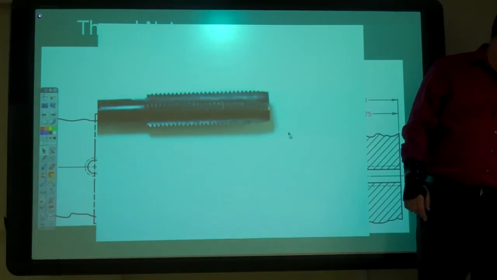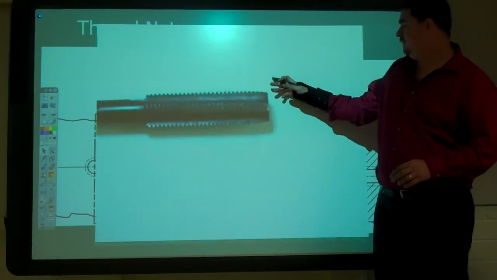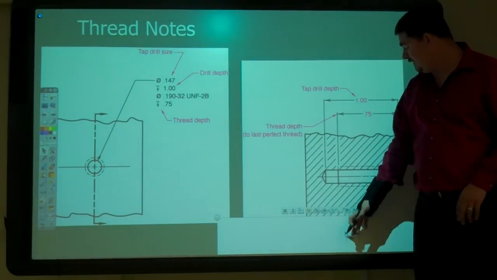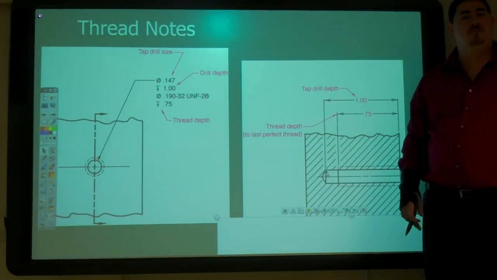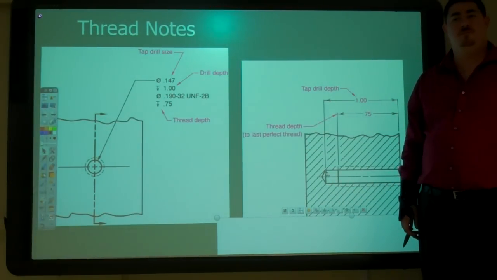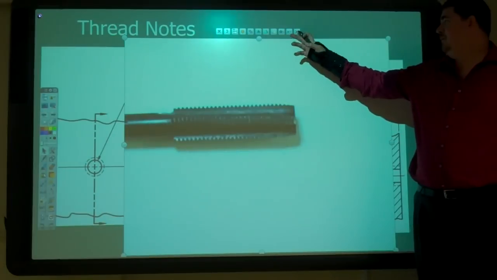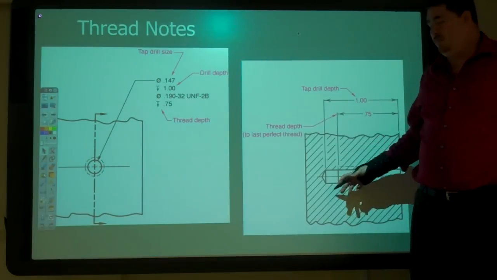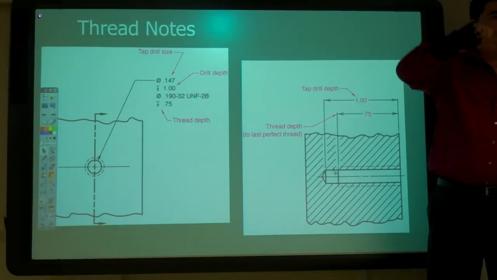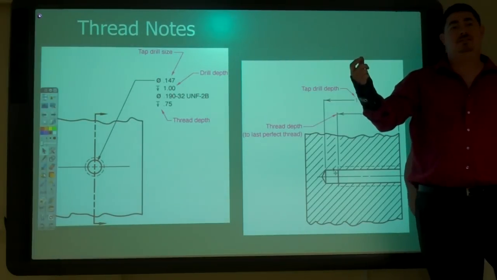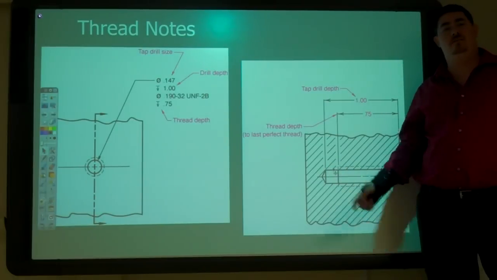Otherwise, could we possibly make good threads going all the way to the bottom? Not with this tap, right? No. So this is a gun tap. So gun tap, no. But I can come back with a bottoming tap, which has full threads the whole distance, and get that in.